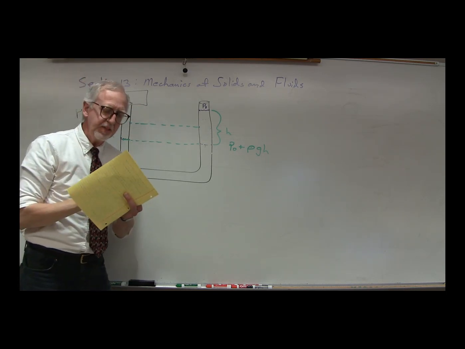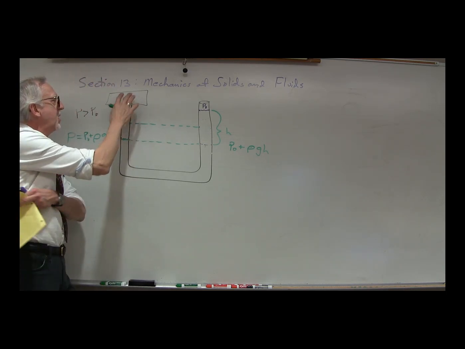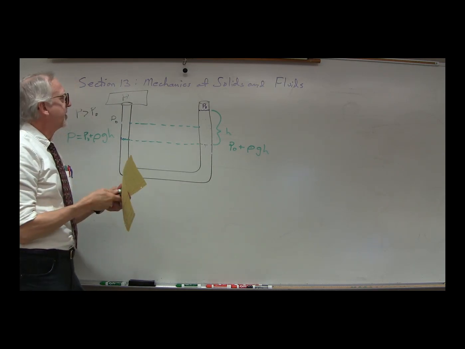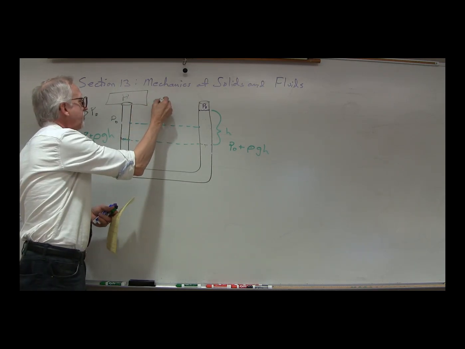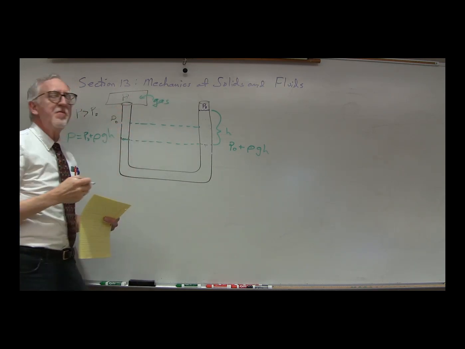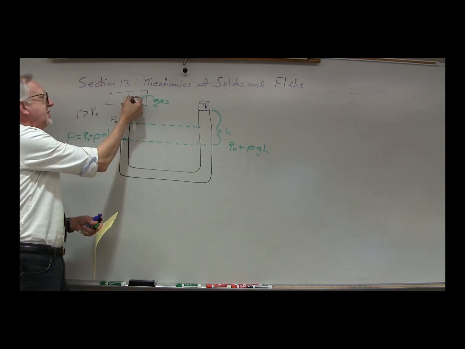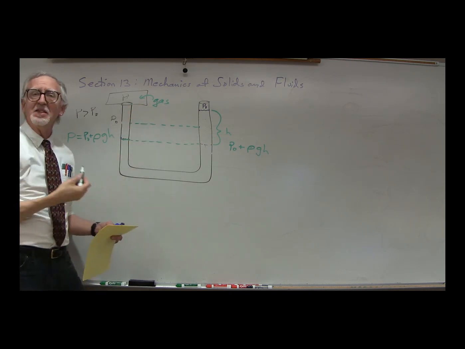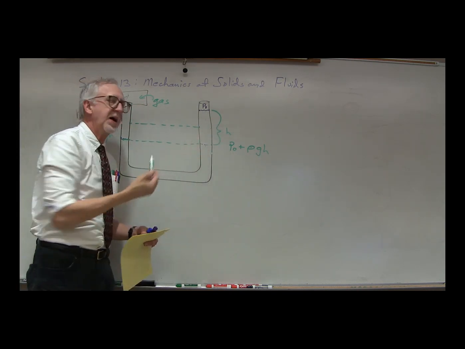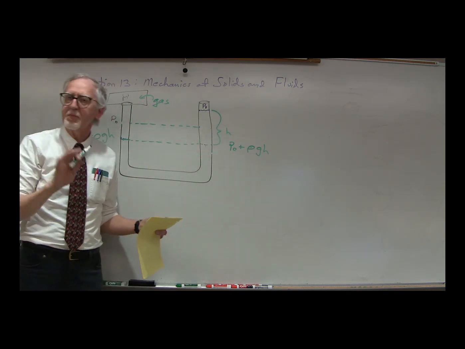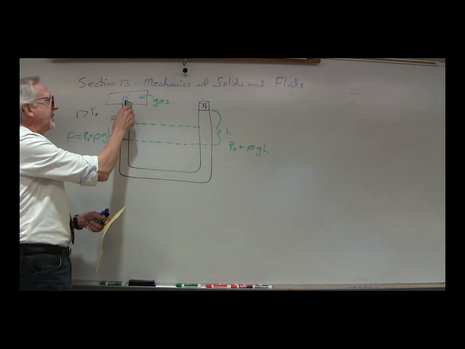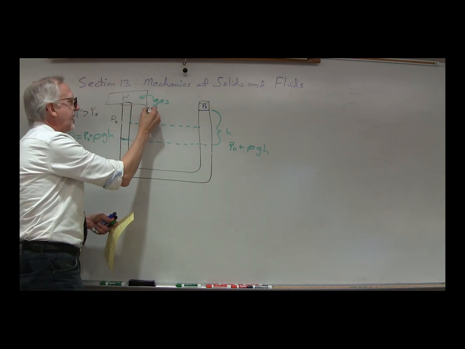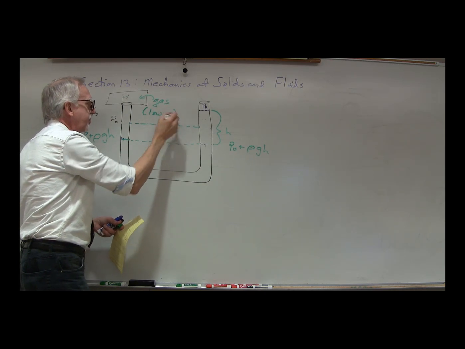Let's assume that what we have in here is maybe a gas or something like that. So we have a gas in here with a very, very low density. So the difference in pressure from the top of the gas to the bottom of the gas is very slight, not as much as the change in the pressure in the liquid. Sorry, I should have mentioned that. Let's assume that we've got some gas in here that is low density gas.